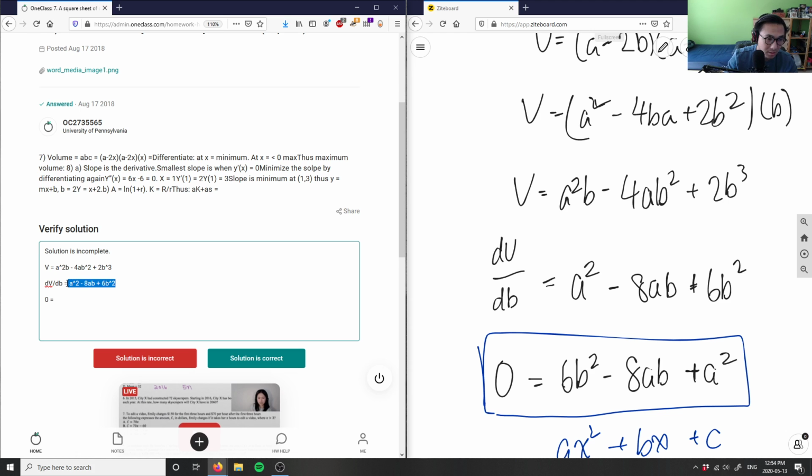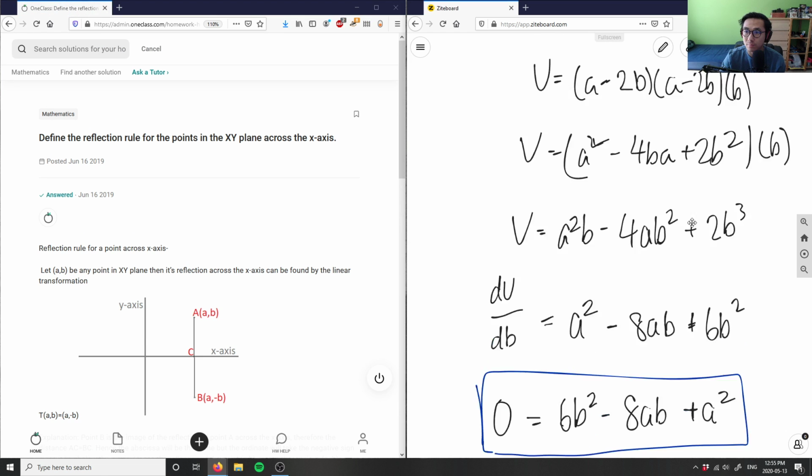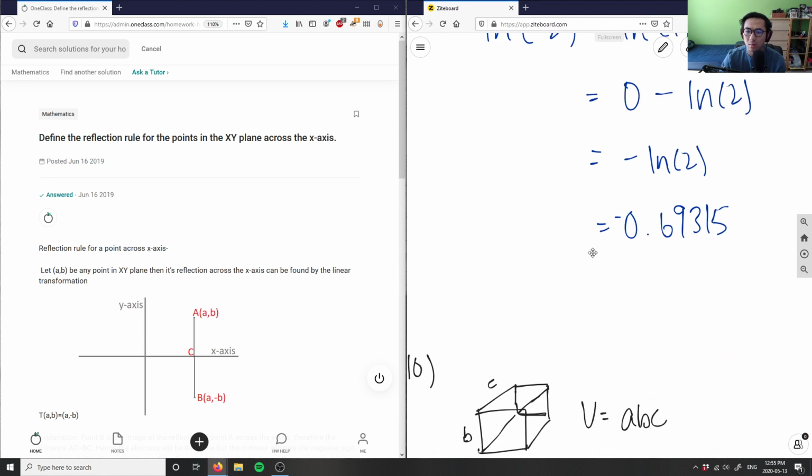I'm going to copy and paste these here. 6b squared. And yeah, that's all I can do with this problem here. Setting the derivative to 0 would maximize the volume. So I'm going to say the solution here is incorrect because it's an incomplete solution. This was number 10 here.